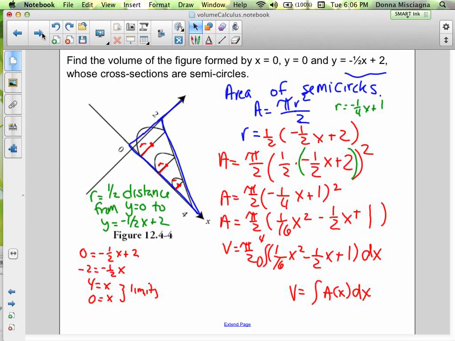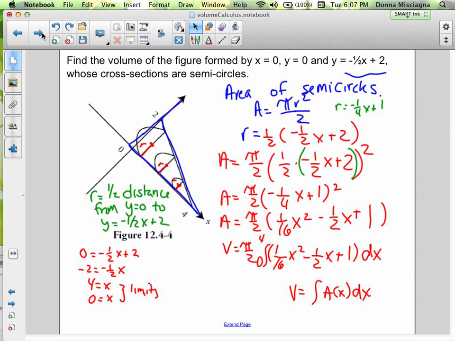So the area of a circle is pi r squared. So just replace the r with the expression and square. So if I'm looking at my number, oh, the whole thing is squared. Excuse me. The radius is 1/2 times negative 1/2 x plus 2. That's the whole radius. So I'm squaring 1/2 times negative 1/2 x plus 2.